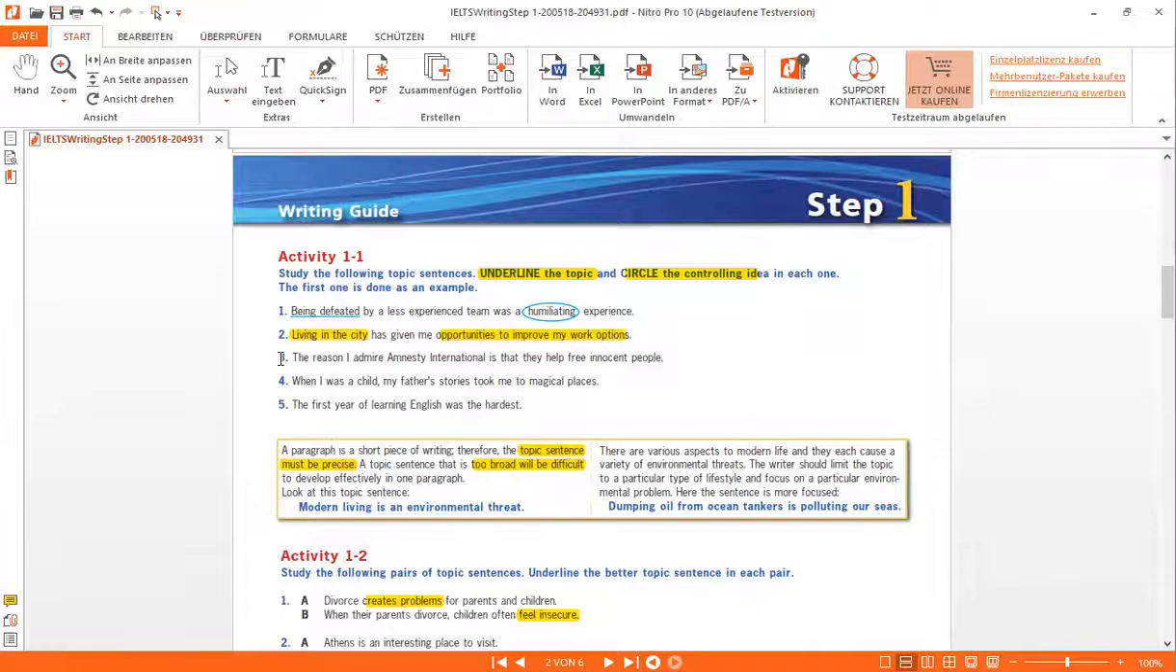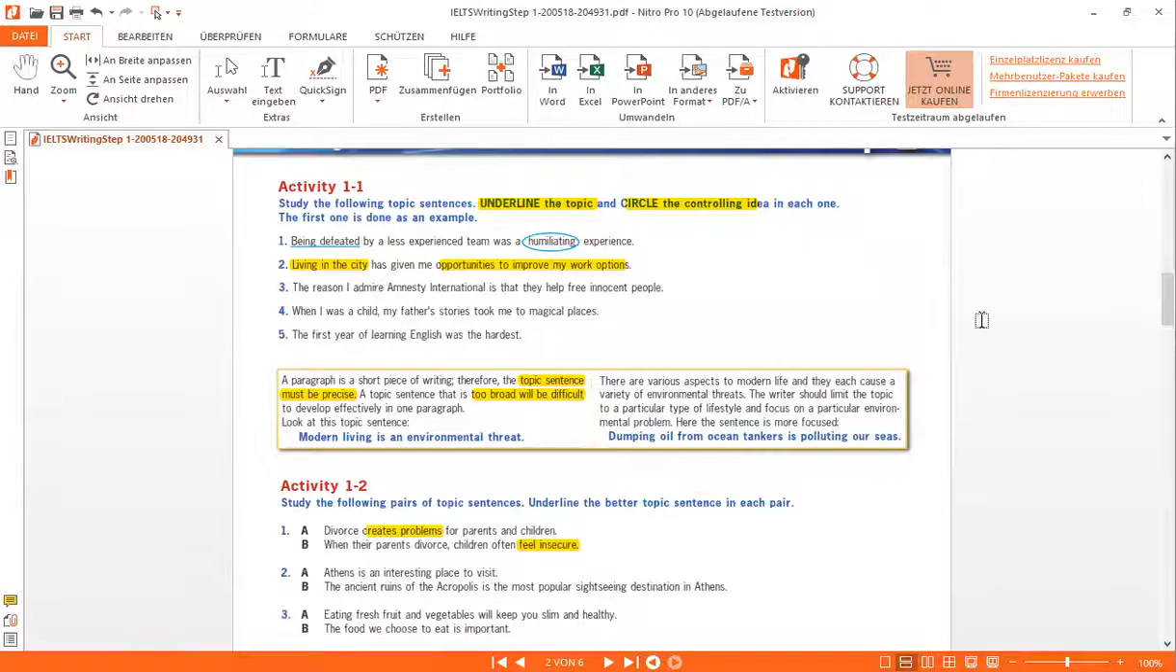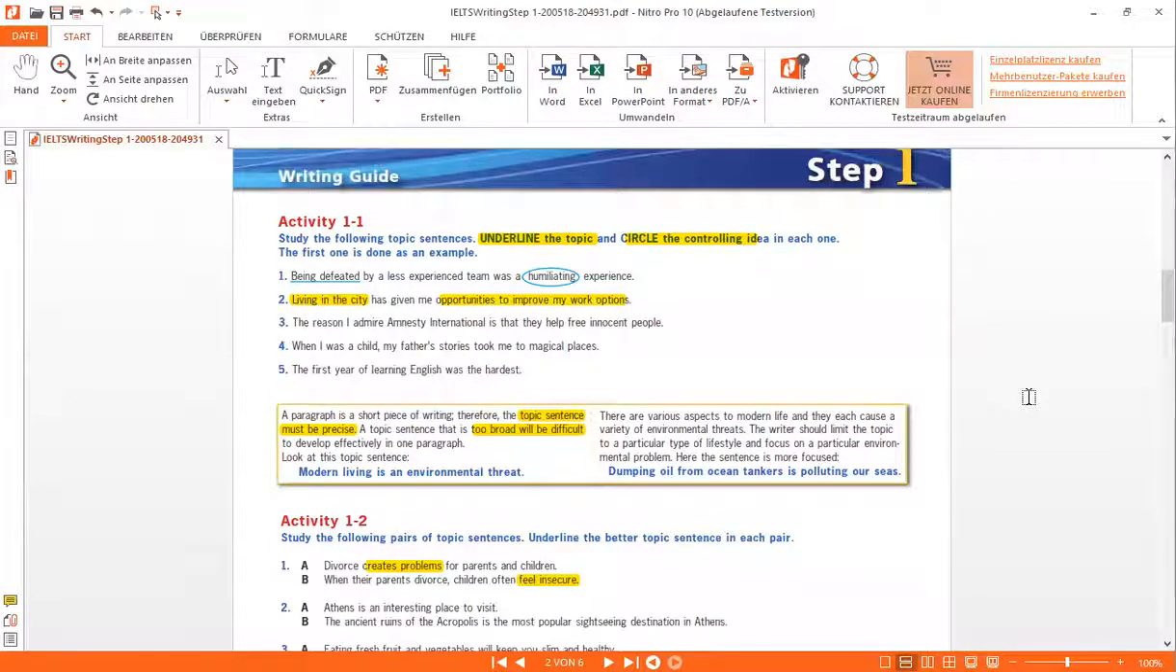So go ahead and do 3 to 5. Underline your topic, and then circle your controlling idea. The answers are on the last page. You can check them and see if you did a good job. Please take these exercises seriously because they will really help you. A lot of students really struggle with writing a paragraph, okay? They've got the support somewhere and then it's really messy. So this is a very good video series for you.